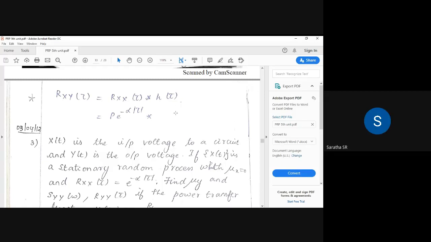Otherwise, do you have any doubt? No, ma'am. Are you able to understand? Yes, ma'am. All are the same concept only. Only that term is different. So all are the same concept. We have to find Ry of tau from the given Rxx of tau with the help of the theorem Syy of omega equal to Sxx of omega into modulus H of omega the whole square. By using that only we produce that Ry of tau.